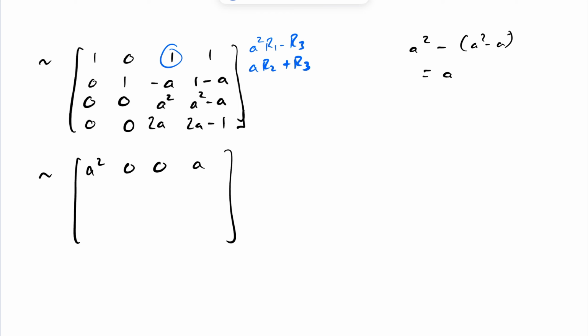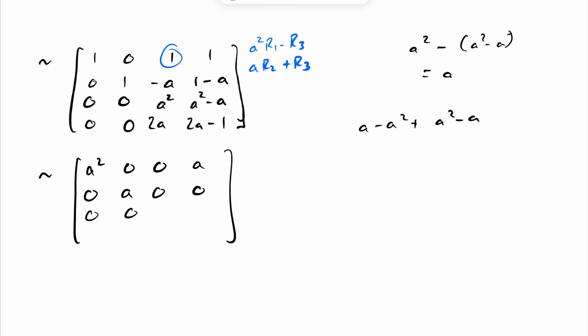Fourth entry. Now the next one here is going to be A times row 2 plus row 3. This will be A. This, as intended, will be 0. And this next one, if you want to compute it off to the side, you can. This is going to be A minus A squared plus A squared minus A. And again, you're going to get 0. And the third entry we're not touching.